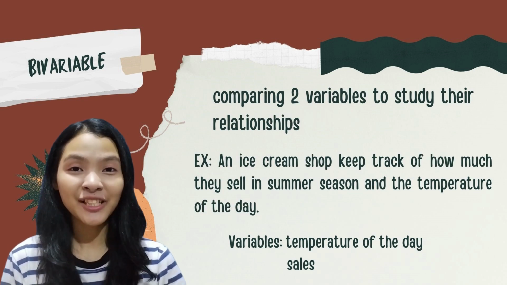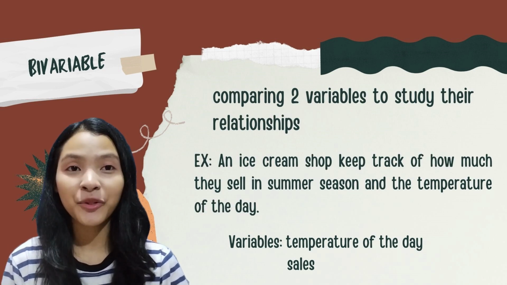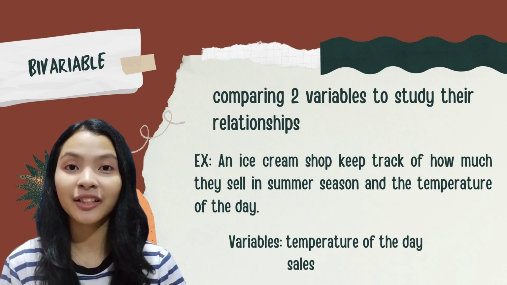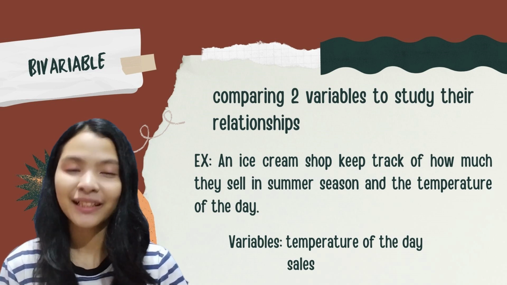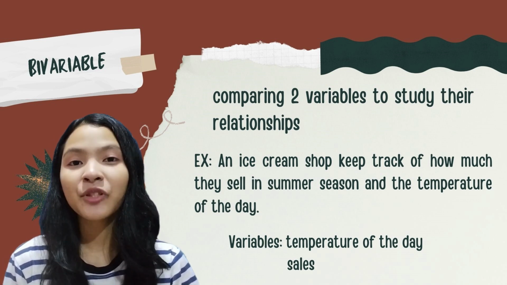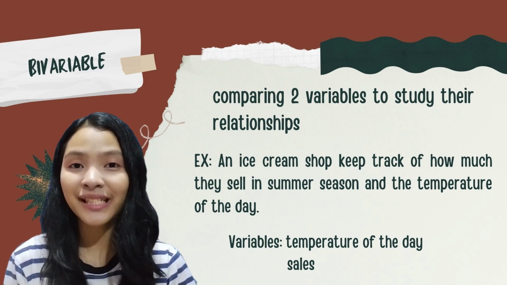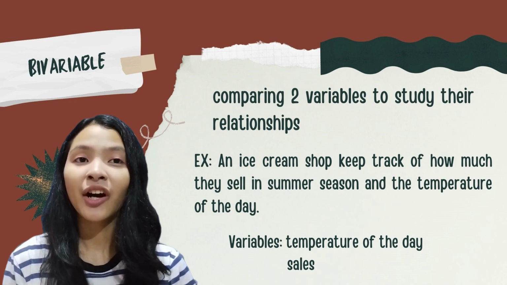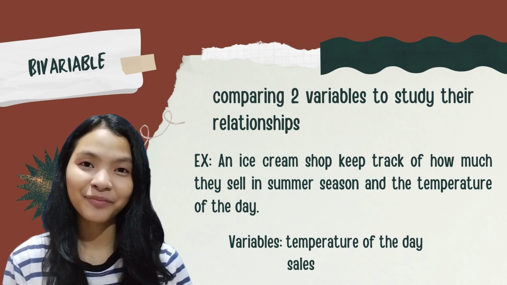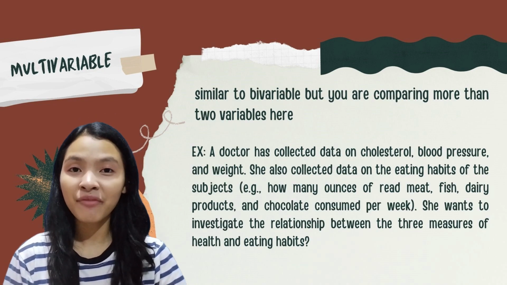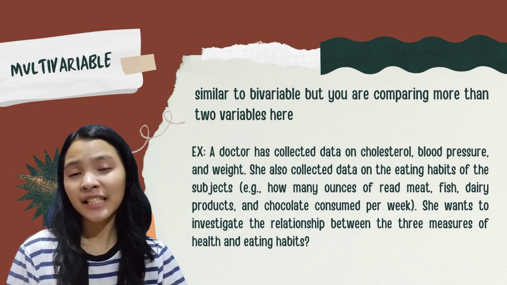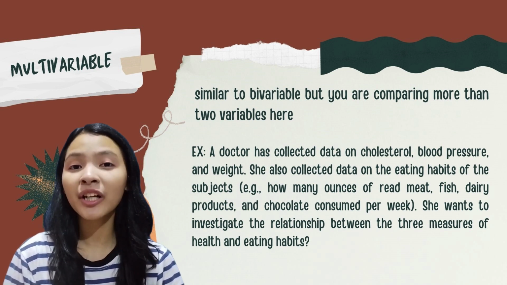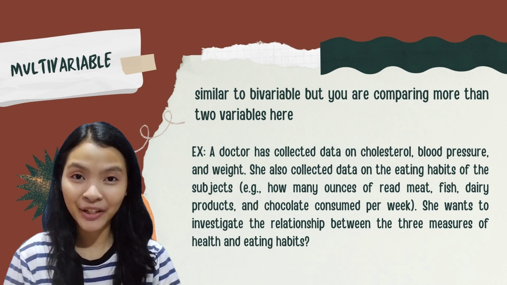For the bivariable distribution, this is where you are comparing two variables to study their relationships. Example, an ice cream shop keeps track of how much they sell in summer season and the temperature of the day. The two variables here are the temperature and sales. Lastly, the multivariable distribution. It is similar to bivariable, but you are comparing more than two variables here.